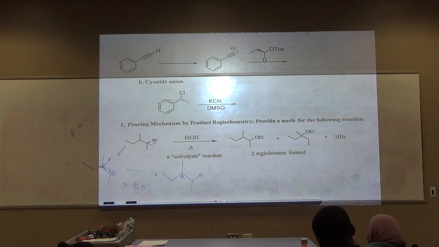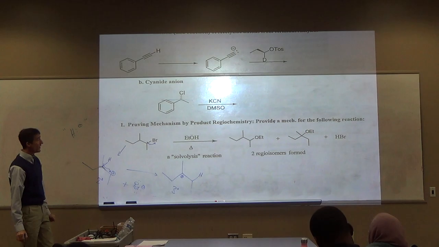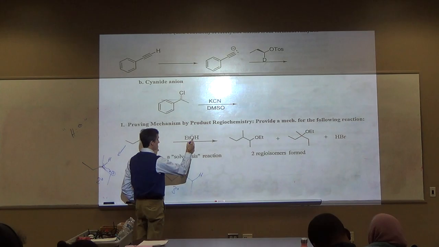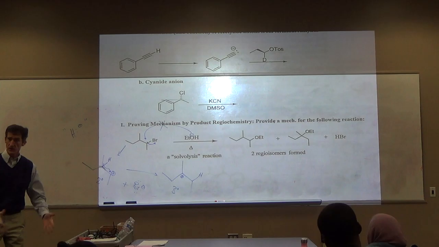Is this reasonable? We went from a secondary carbocation to what? Tertiary. Now what can happen? Now ethanol, you see, this will not do this and kick off the leaving group. If it did, that would be SN2. Concerted, backside attack, kick off the leaving group. Ethanol won't do that. It's too weak and lazy.